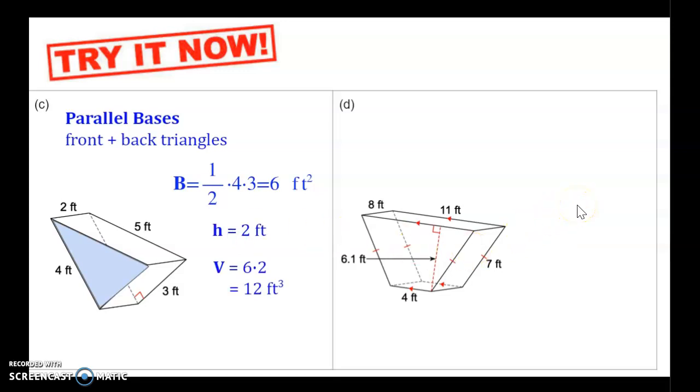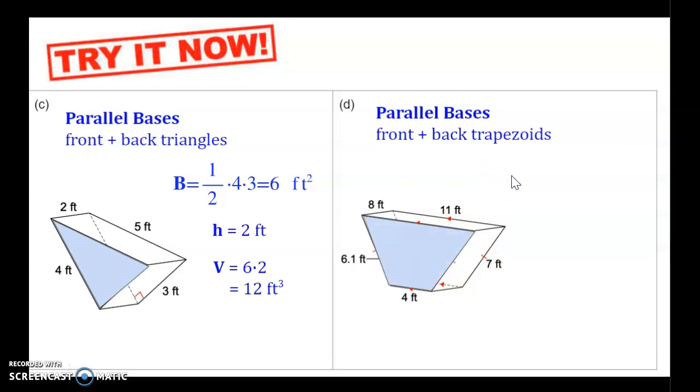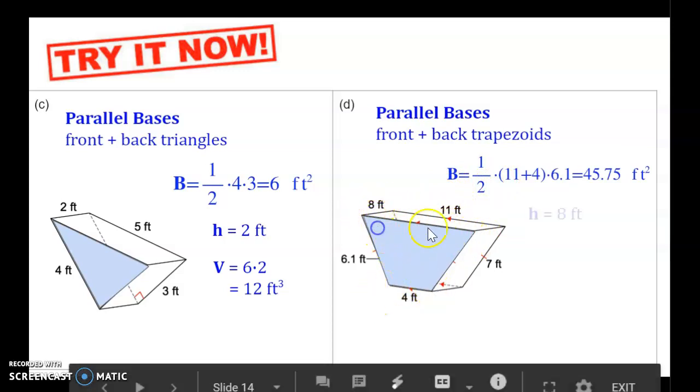This is a trapezoid prism again, because you have the front and back trapezoids that are parallel to each other, identical in size, connected by the height of 8 feet. Okay, so what is the base area? Again, the base area of a trapezoid is going to be the average of the two different lengths of the trapezoid, the two parallel lines.